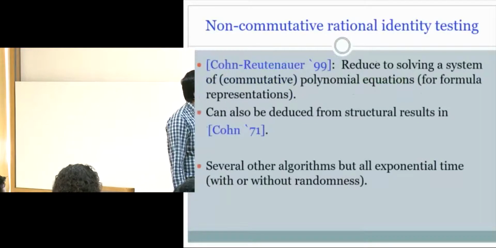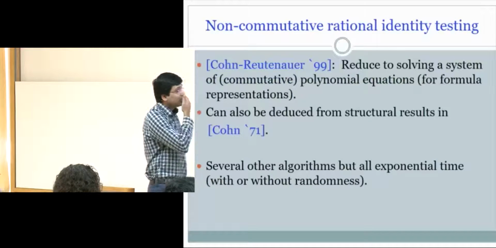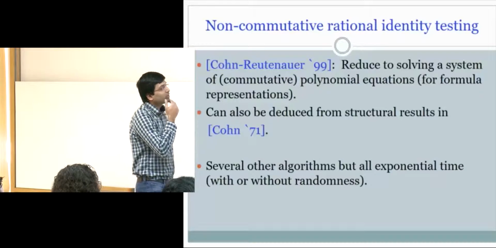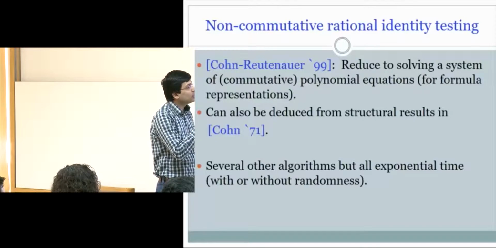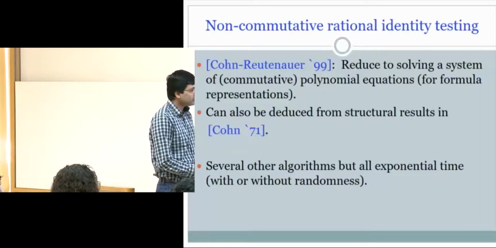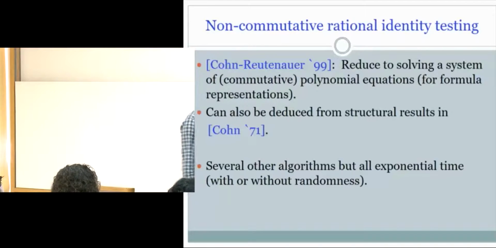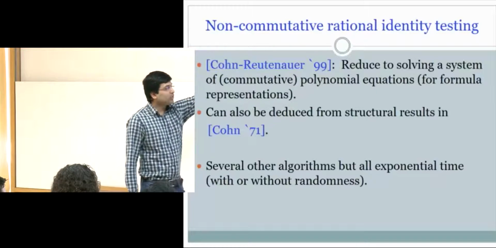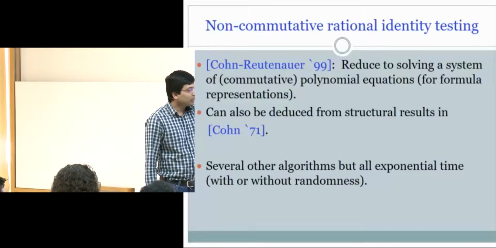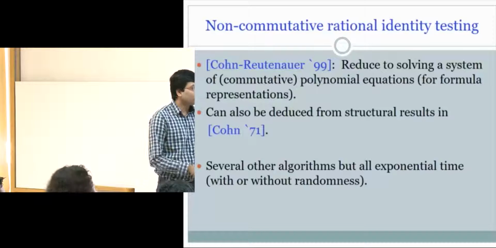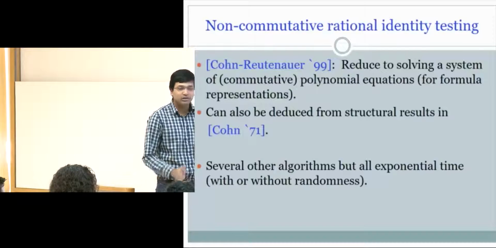The fact that it's decidable already follows from structural results of Cohn in the 70s. Formally it was written in this paper of Cohn and Reutenauer. They reduced this problem to solving a system of commutative polynomial equations. So this puts this problem in PSPACE for formula representations. But this is again an exponential time algorithm. Several other algorithms are known, but again exponential time, with or without randomness. So before our work, no polynomial time algorithm was known, even if you allow randomness.